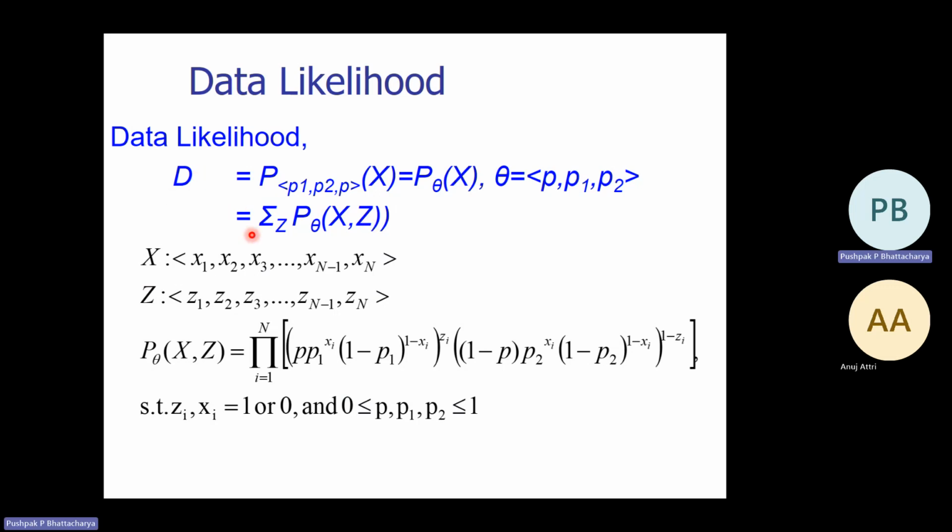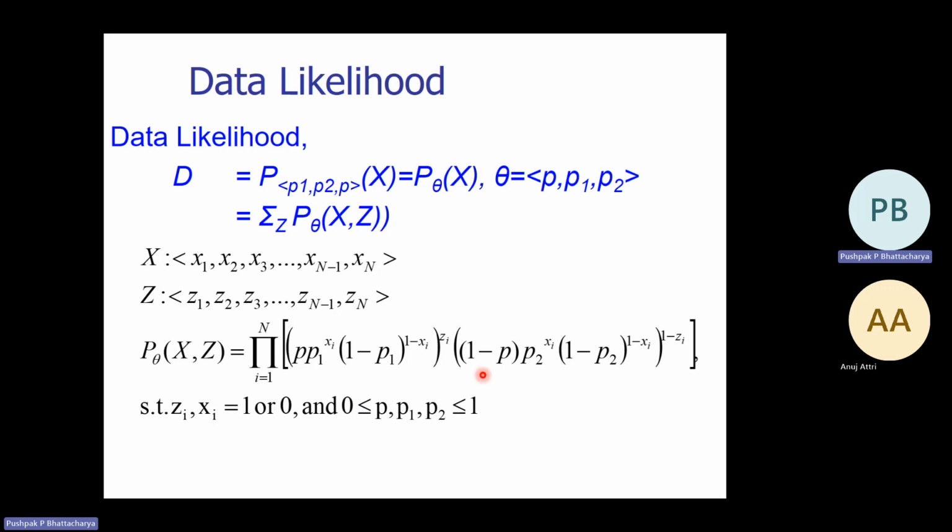So the data likelihood D is now sigma over all possible Z, P theta x comma Z, where x is the sequence x1, x2 up to xn, takes value 1 if the observation is head, otherwise 0. And Z equal to Z1, Z2 up to Zn takes value 1 if the first coin is chosen. So if we get a head from the first coin, then x1 is 1, Z1 is also 1. If the head is coming from the second coin, then x1 is 1, Z1 is 0. So now P theta x comma Z, you can show is this expression.